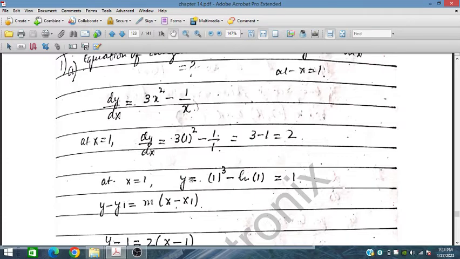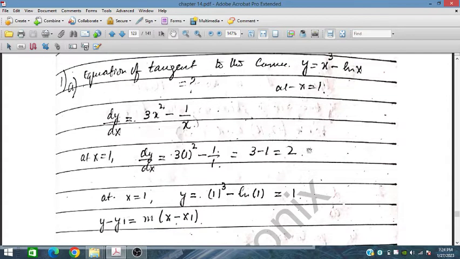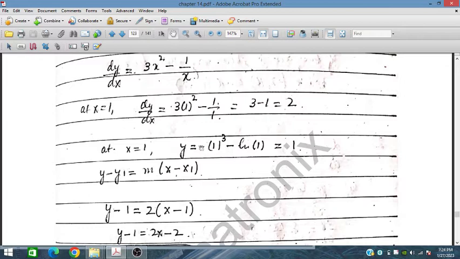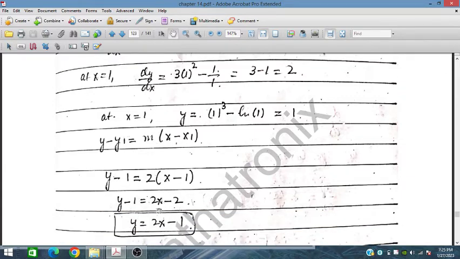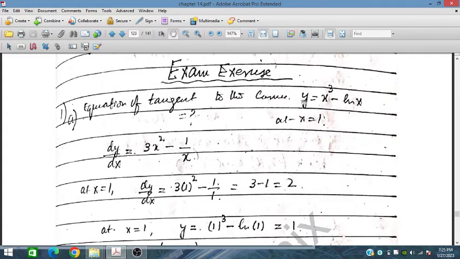So at x is equal to 1, y is obtained from the equation for the y1 value. In place of y1 we place this 1 here. x1 is basically 1, so 1 is placed here. So y minus y1, that is 1, and the slope, the gradient, is here, and x minus 1 is here. So y is equal to 2x minus 1. This is the equation of the tangent on this curve at x is equal to 1.